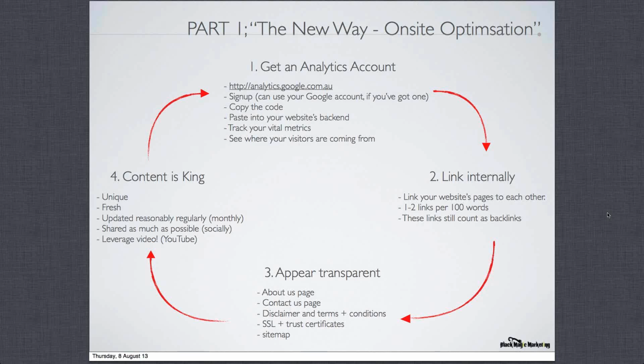Number 4, this is probably, if you take nothing away from this webinar, take this. Content is king. Content is king. It must be unique, it must be fresh, you must update reasonably regularly. I put monthly there, but it can be every 2 months, but just enough.